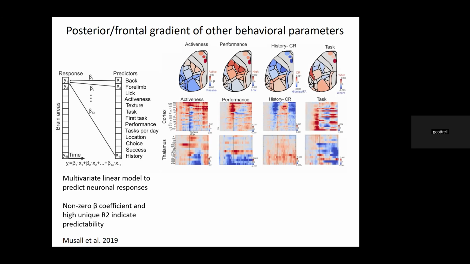Task parameters also, I'm not going to go into the whole study here, but just telling you that there are much lower coefficients, much lower unique R's, also R squares, but still we do see some posterior thalamic area, posterior cortical area that actually reflect or can predict the task.